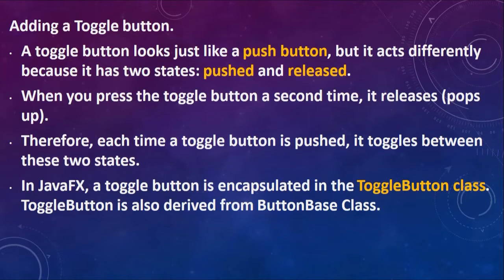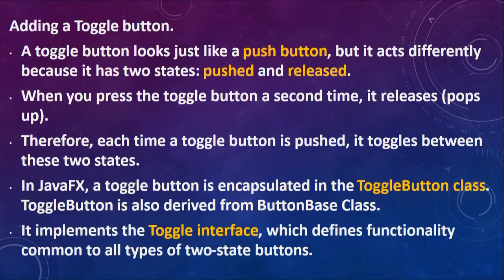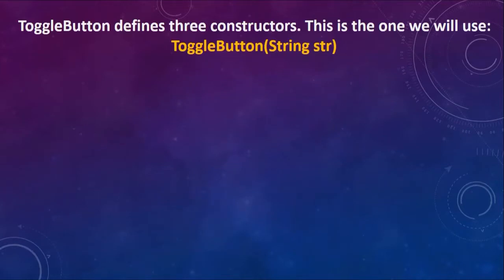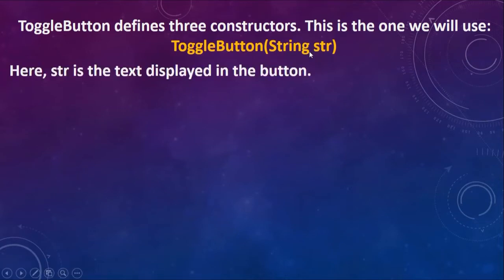Now in JavaFX we have a class called the ToggleButton class. This ToggleButton class is derived from a ButtonBase class. It implements the Toggle interface, which defines functionality common to all types of two-state buttons. ToggleButton defines three constructors and we are going to use this particular constructor, ToggleButton, where the string is the text that should appear on the button.